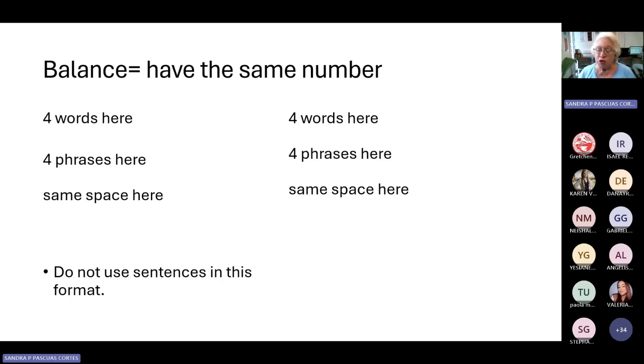And if you have this, do not use sentences, because sentences will take up too much space unless you make the boxes bigger, but still use phrases. I recommend you use phrases, as long as you have the same number of phrases here as the same number of phrases there. Questions?